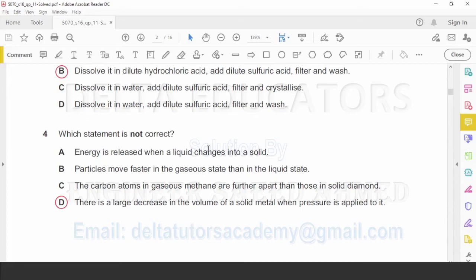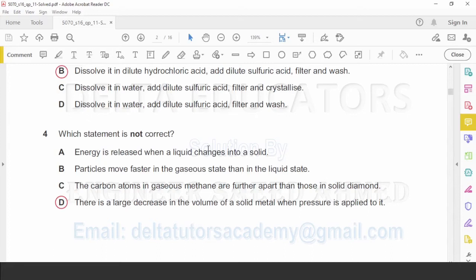Yes, it is also correct. In diamond, we have crystalline structure where we have carbon-carbon bond. Whereas in gaseous methane, there is no carbon-carbon bond, there are discrete methane molecules, and in gaseous state, these molecules are far away from each other. So option C is also correct, where it is given the carbon atoms in gaseous methane are further apart than those in solid diamond. So it is also not our possible option.